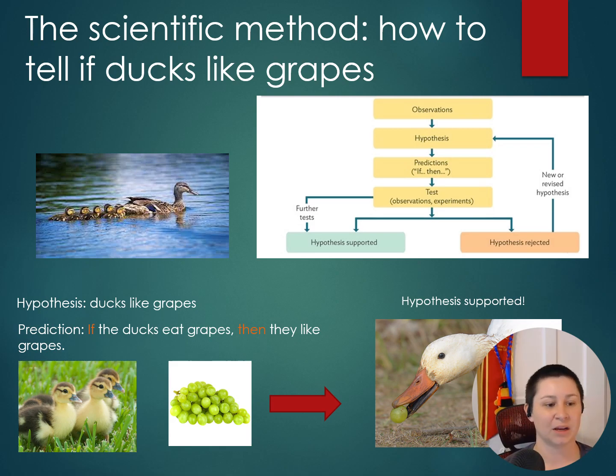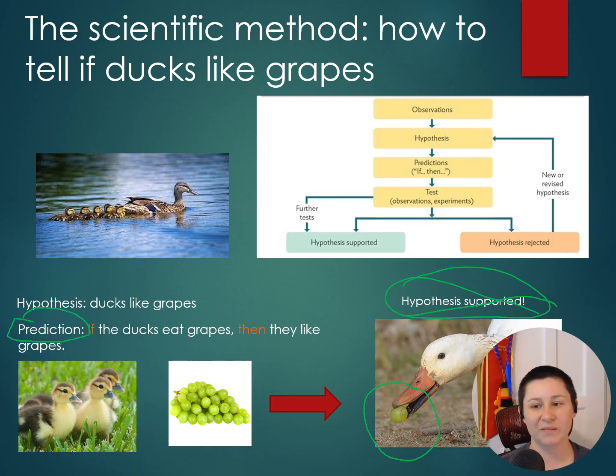So we make observations. For example, if I saw a duck eat a grape and thought, oh my goodness, a duck ate a grape, how cute. I wonder if all ducks like grapes. I start to give more ducks grapes, and they all eat the grapes. Then that's me testing a prediction, right? If the ducks eat the grapes, then they like it. And if it eats the grape, then the hypothesis is supported. Yay! That's kind of what the scientific method is.